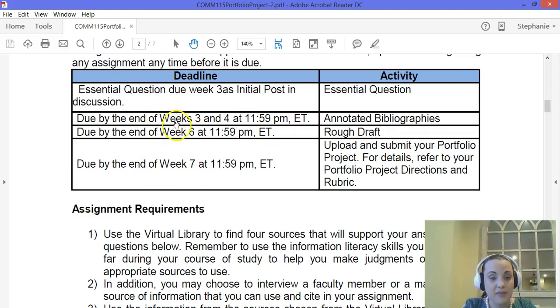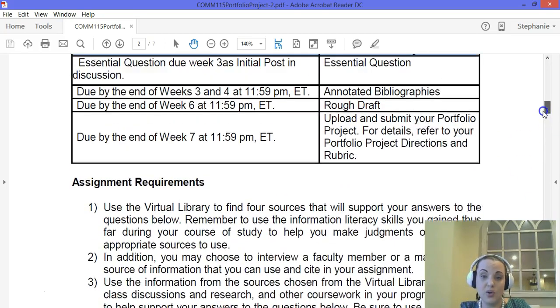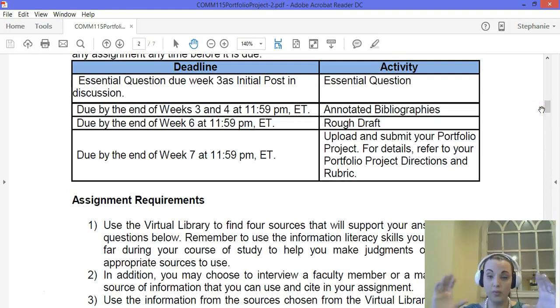And we're doing that by first starting our research, and that's where in week 3 we're going to have the annotated bibliography assignment due, where we basically just find 2 pieces of research at this point, just 2, which talk about any of those things that I just discussed. Your responsibilities, the tasks, the growth trends, salaries, any of those things for those 3 careers in your field of interest. Okay? And in your annotated bibliography, you're just going to include the properly formatted reference for this piece of research and a summary of the information you found.